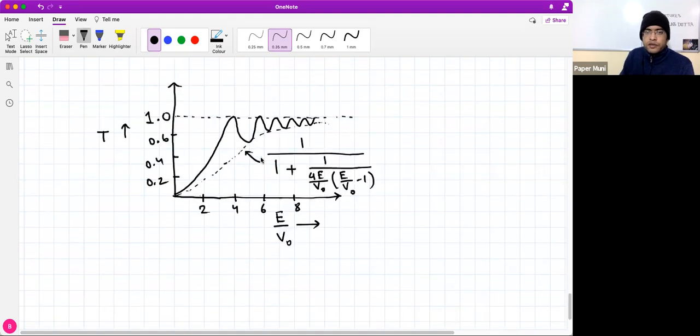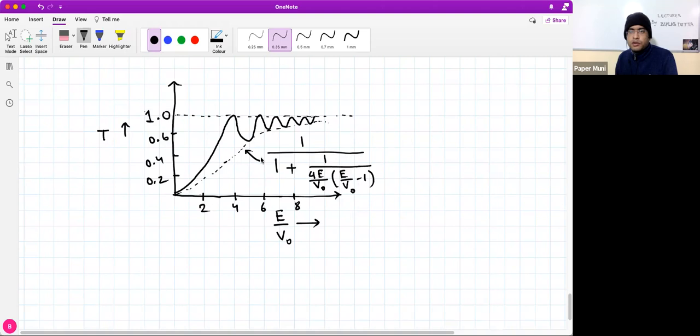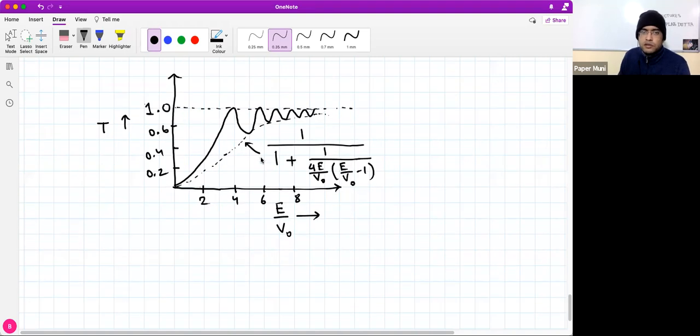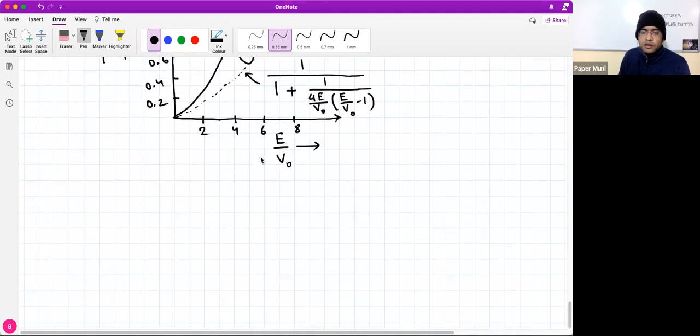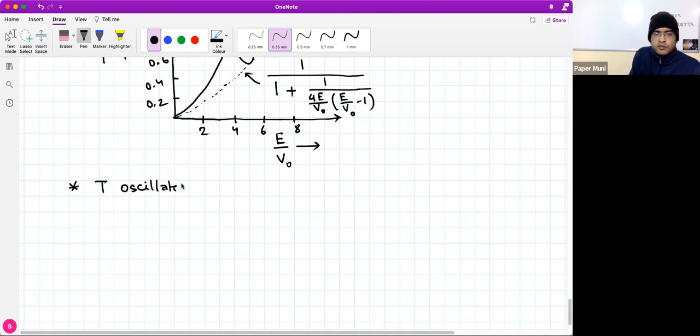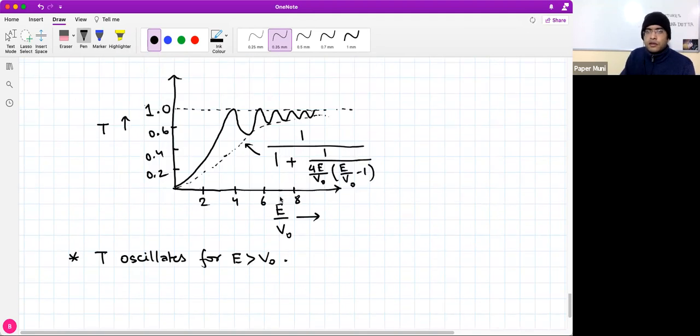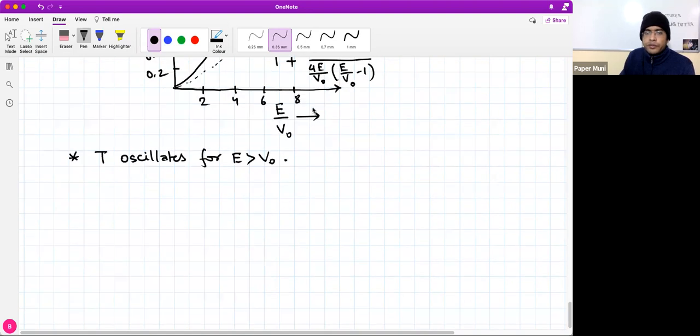So this is a graph which you should keep in mind because there are theoretical questions being asked in some of the exams. All right, let's analyze this plot. It says that t oscillates for e greater than v naught. The t is not a constant quantity. It's not varying monotonically. Its value keeps on changing.